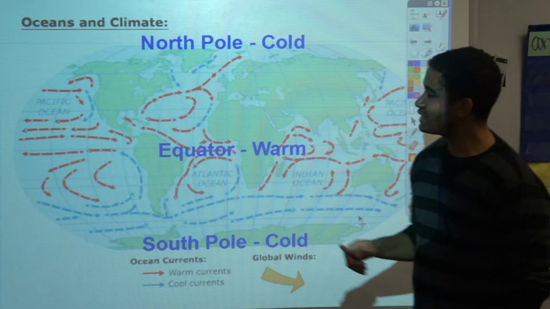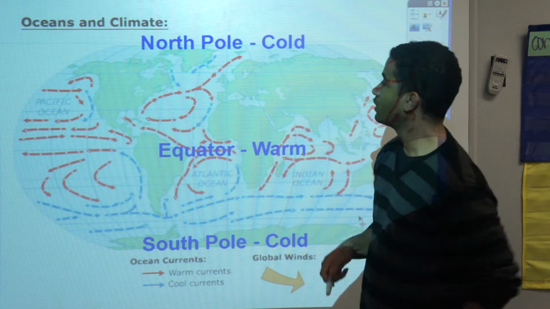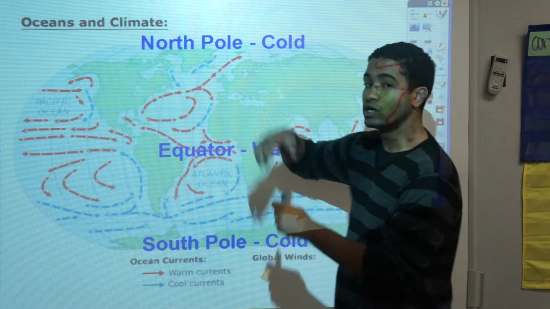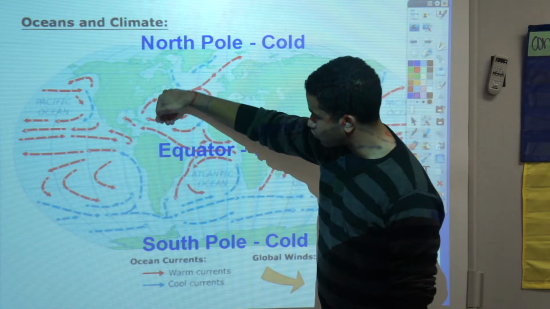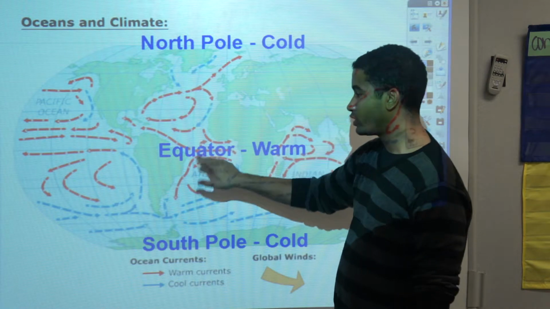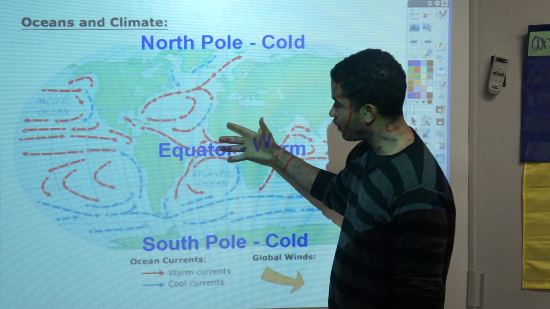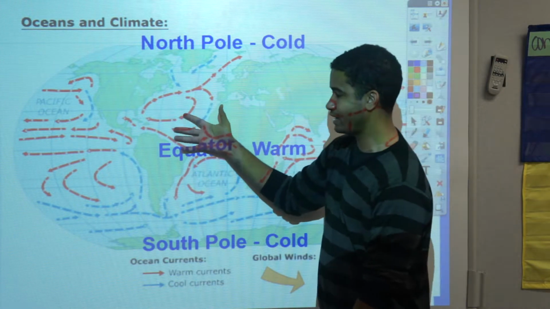So this is water moving around the earth. Alright, so the water in the North Pole sinks down to the bottom of the ocean and travels to the equator. Then that water gets warmed up and the warm water rises towards the surface. So if it was 3D, it'd be this way.